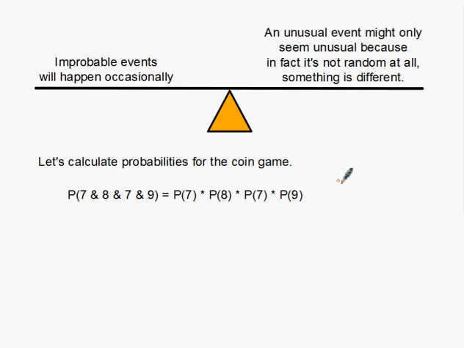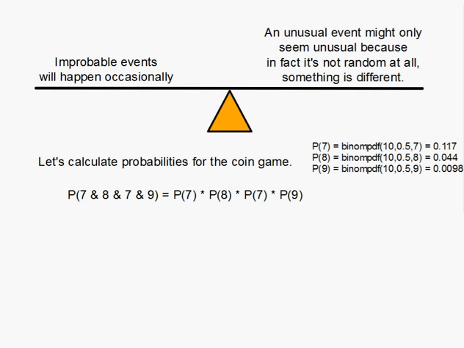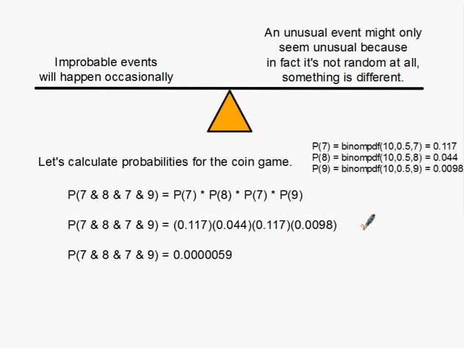So we're going to do a little review of probability. What's the probability of getting 7 and an 8 and another 7 and then a 9? Well, "and" is the multiplication rule. We could figure out the probabilities. That's, of course, a binomial probability, so we can use the binomial PDF formula. We can get the probabilities of getting 7, 8, and 9. We can plug those numbers in, multiply them, and we get this astronomically small number.